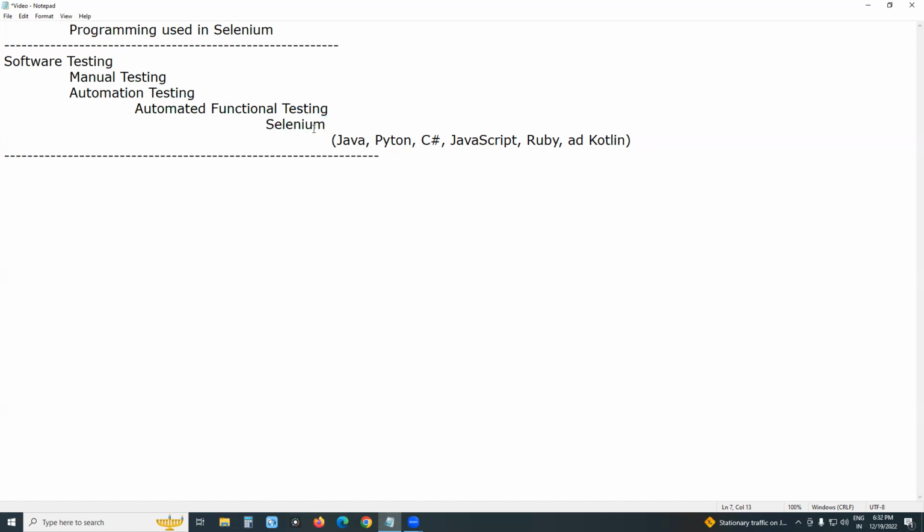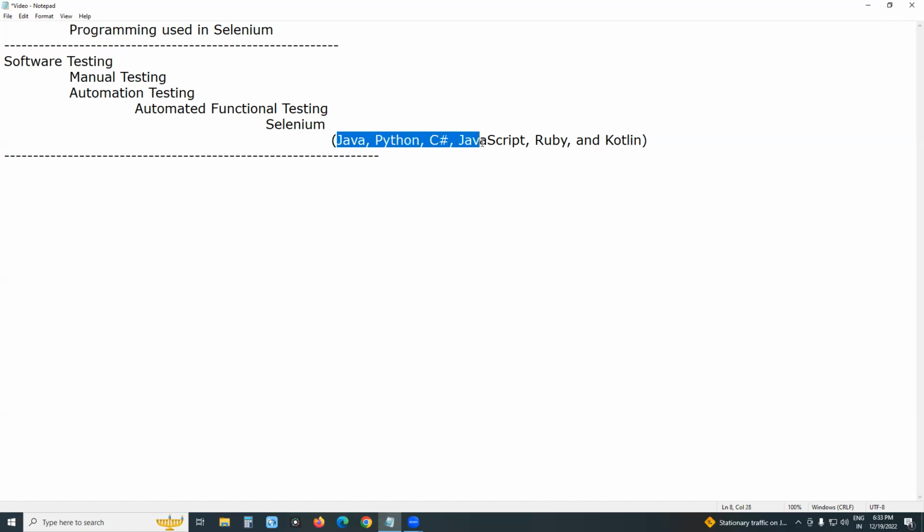Next, Selenium supports 6 programming languages to write test cases. You can use any one of these languages: Java, Python, C#, JavaScript, Ruby, and Kotlin. You need not use all languages. You can use any one of these languages for writing test cases in Selenium.